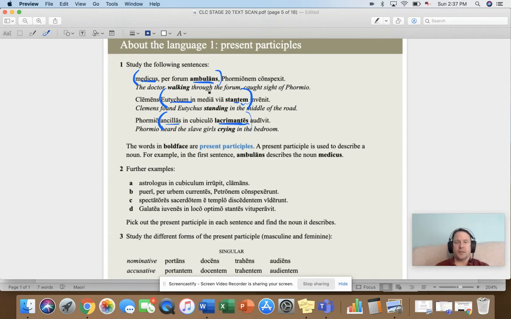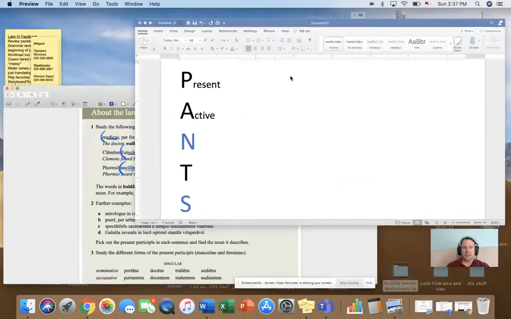Okay. Now back to how we form these present active participles. I want to show you something that's going to help you learn them.